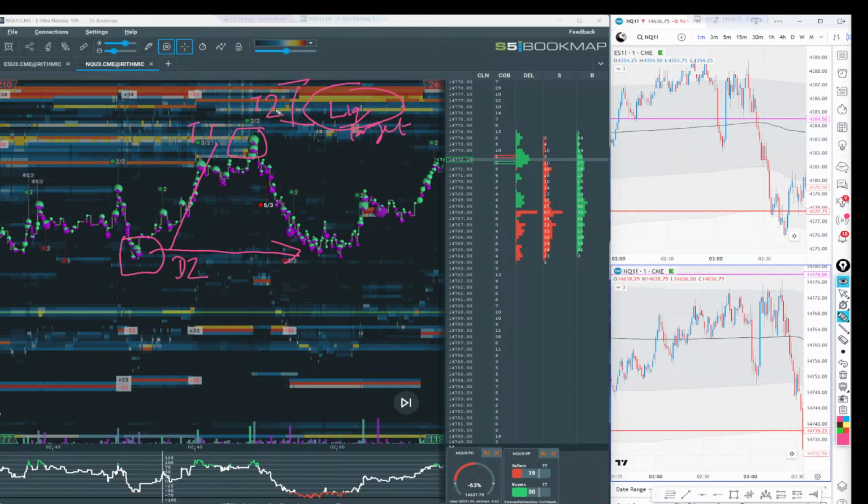And that's before we even zoom out and have a look at anything above, or even start talking about where the home level was, where was settlement for NQ from the previous day. So I'm just saying that just having a very, very quick micro look at this, you've got two targets there.